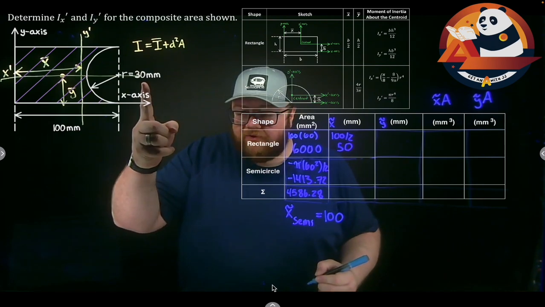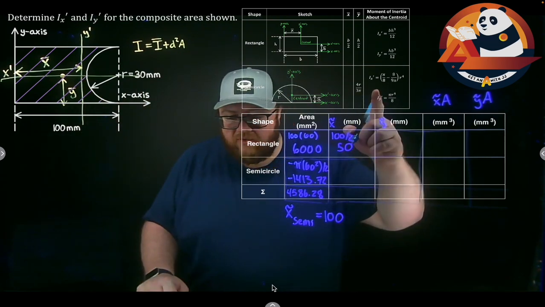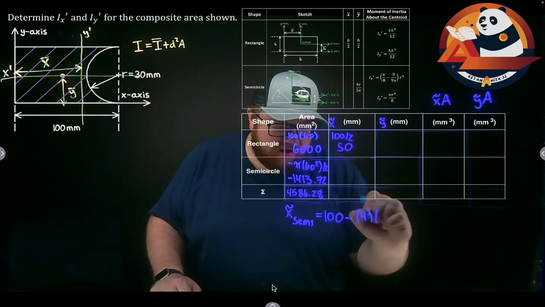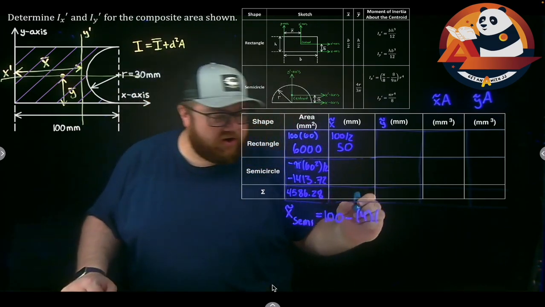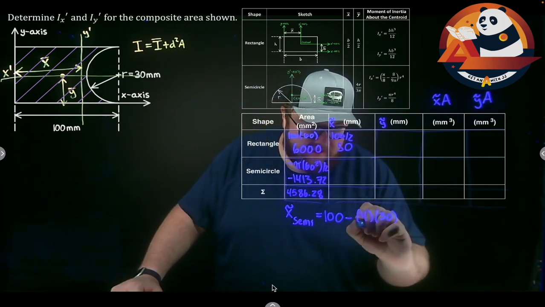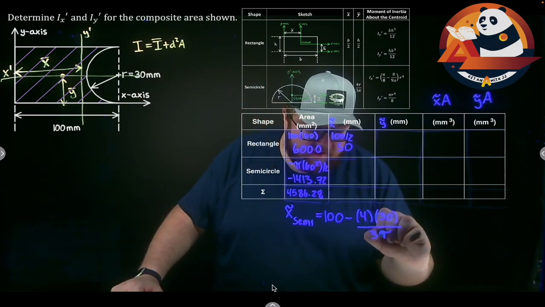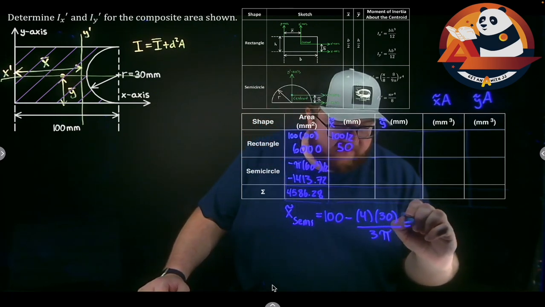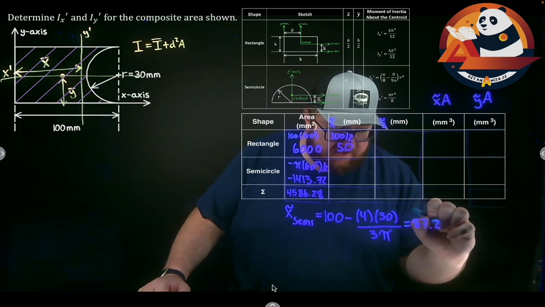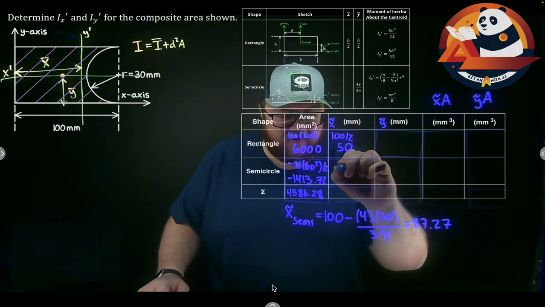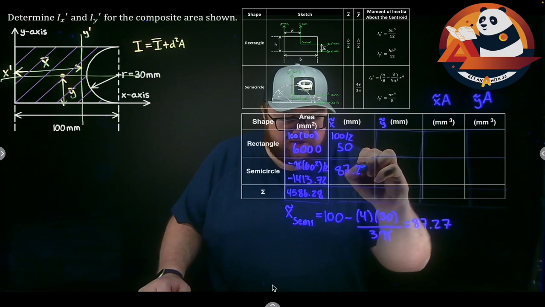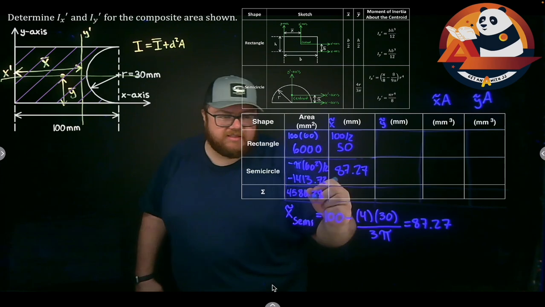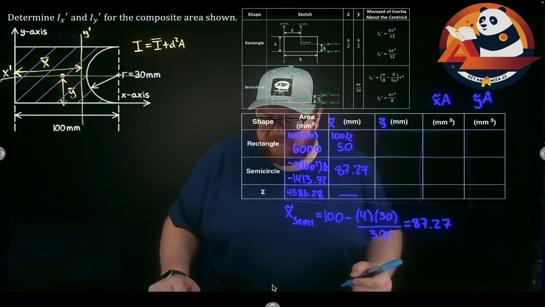And then from the flat side, I come back into this 4r over 3 pi. So minus 4 times the radius, 30, divided by 3 pi. This is going to get us 87.27. So we can fill that in, just using this equation here. I never have a sum of my x tilde, so I can cross that one off.